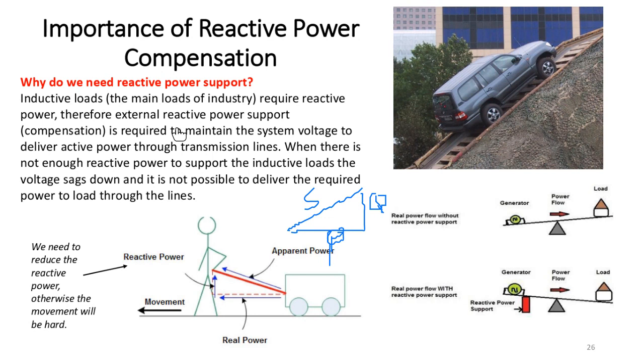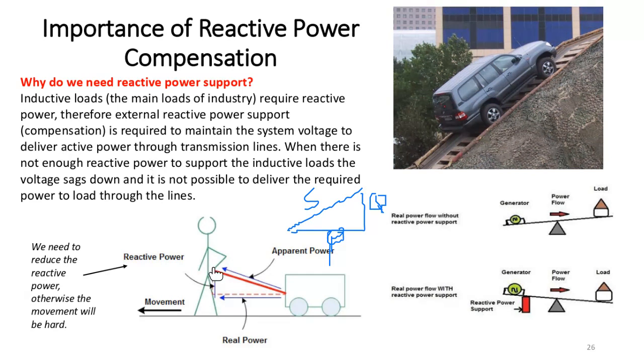So we need external reactive power. When we have too much of this height, it will be hard, so we need to compensate this and lower this one down. So what we do is install external capacitors. We call it compensation, to maintain the system voltage to deliver active power, because we want to deliver active power, V times I.